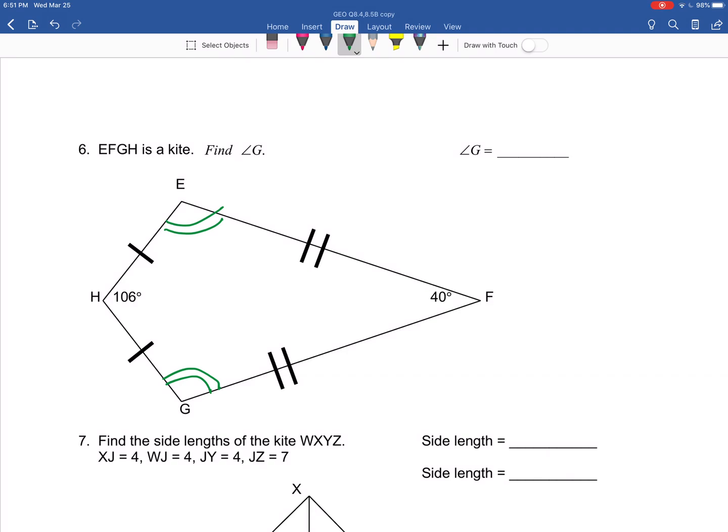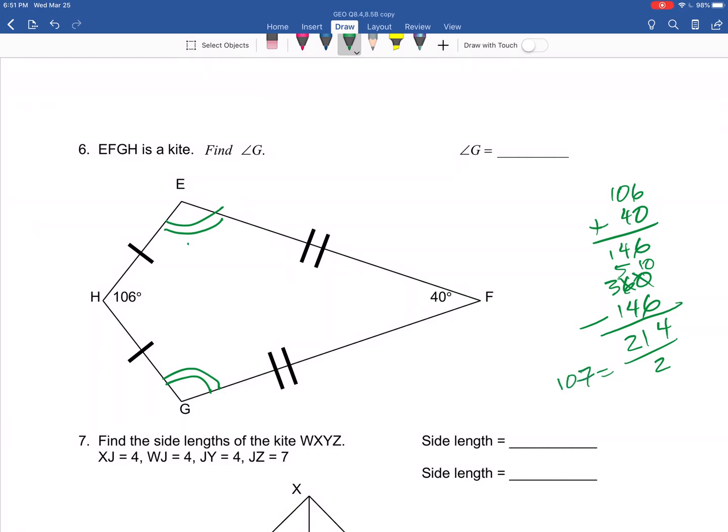Well, how do we get them? All the interior angles in a quad add up to 360. Let's see what we used already. 106 and 40. We used 146. Take it away from 360. We got 214 degrees left for both of those angles. And they're exactly the same. So cut it in half. 107. There we go. 107 here, 107 for G, that's the one I want, boom, 107.